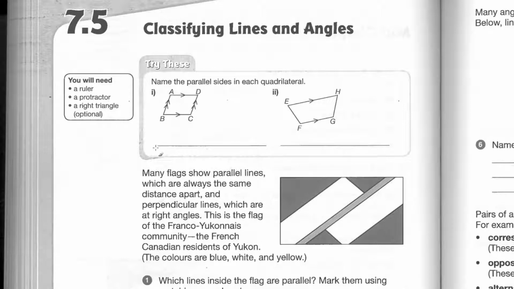So, first of all, in this one we have AD, so side AD is parallel to BC. You show that something's parallel by doing two straight lines. And AB is parallel with CD. There we go. And in this one, there are only two parallel sides. EH is parallel to side FG. You'll notice that these other two are not parallel.